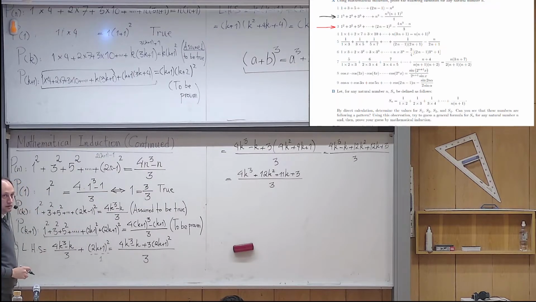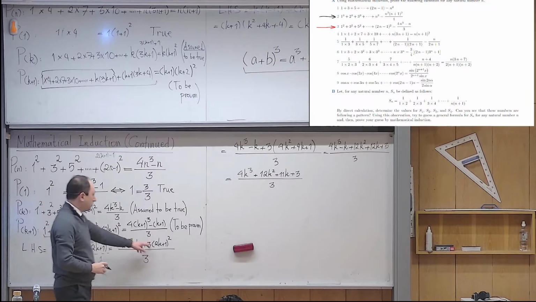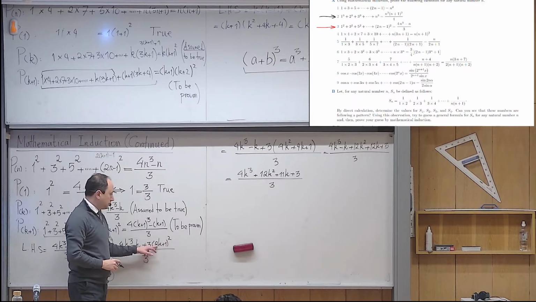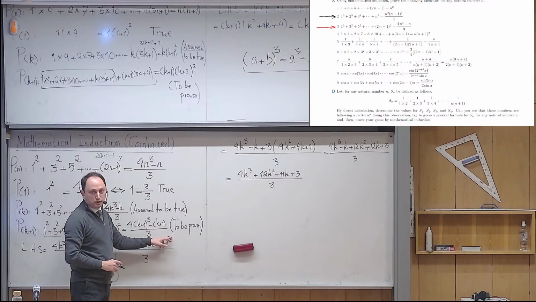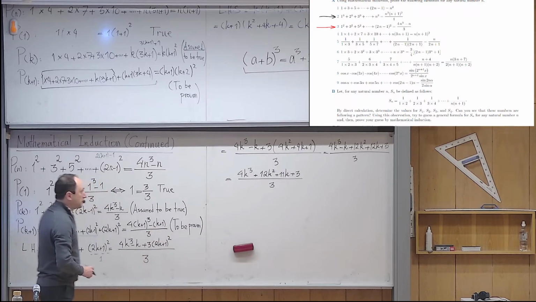Yes? I am raising this to power 2. The first one to power 2 is 4k squared, but I have 2 times the first one times the second one, which gives me 4k. And then I have the second one to power 2, which gives me 1. Was that your question? Yes.